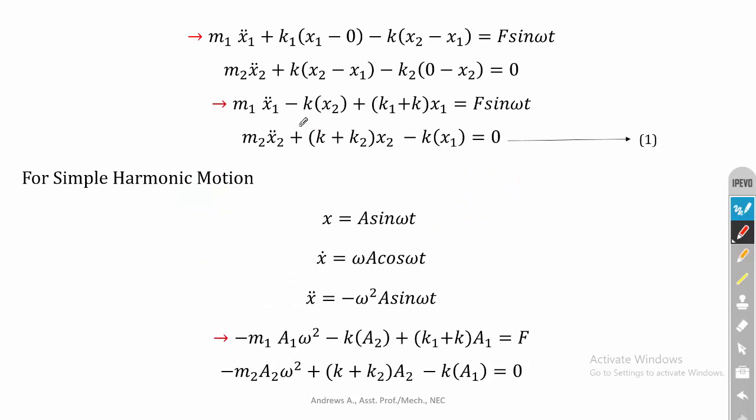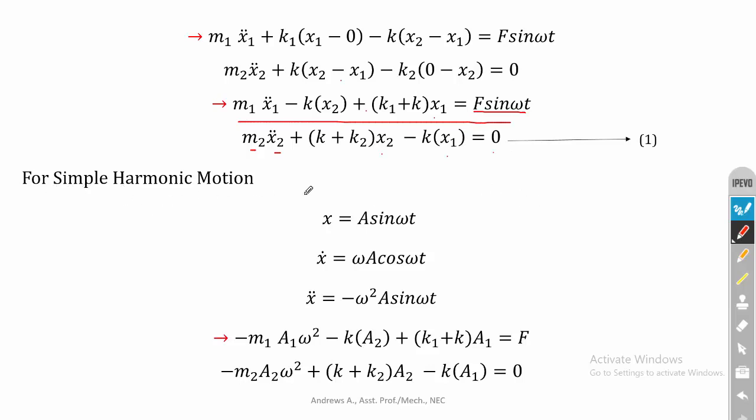Okay. So we can multiply the k inside. So we will get m1 x1 double dot minus k into x2, then plus k1 plus k into x1 is equal to F sin omega t. Similarly for mass 2, it is m2 x2 double dot plus k plus k2 into x2, then minus k into x1 is equal to 0. So the solution procedure is same as your previous one.